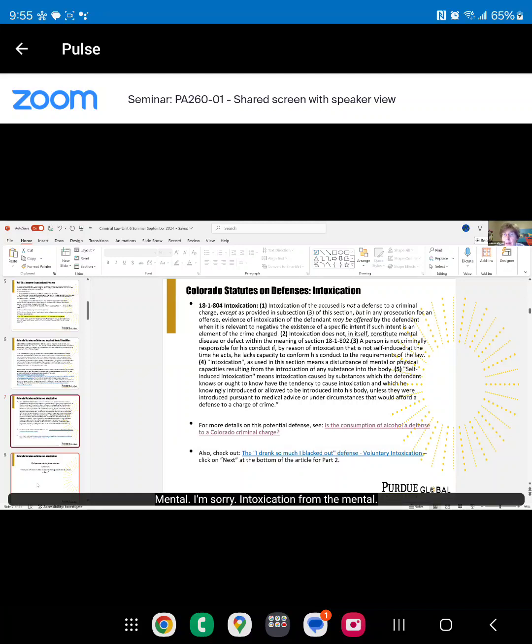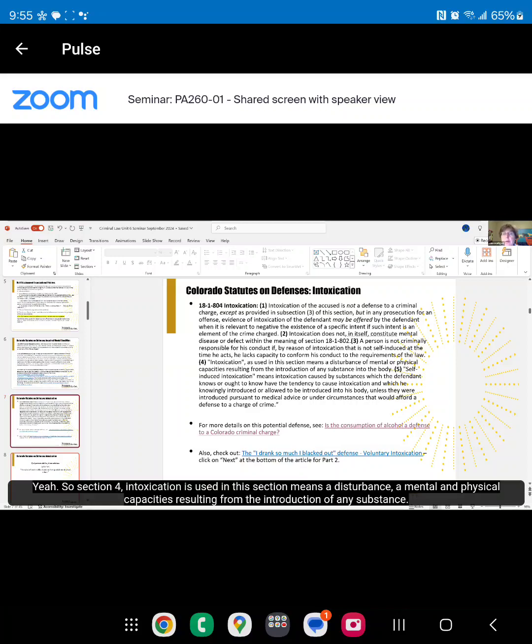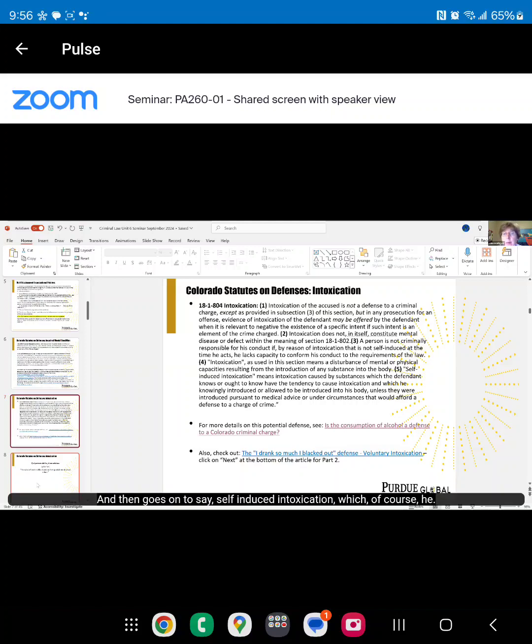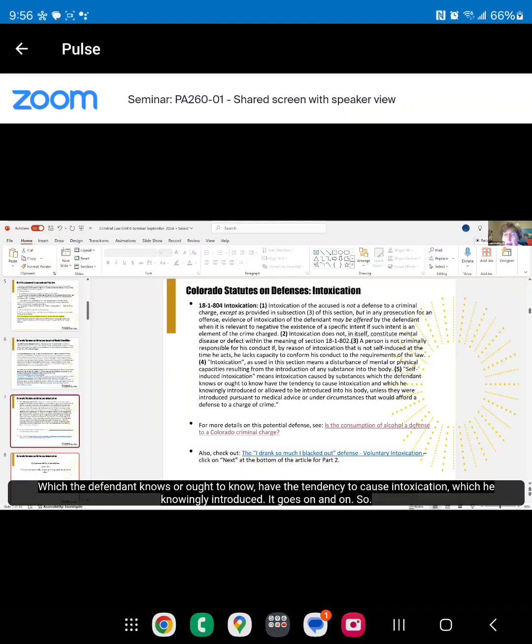intoxication from the mental health issues that he has too, because as it says down here, let's see, section 4, intoxication as used in this section means a disturbance of mental and physical capacities resulting from the introduction of any substance. And then it goes on to say self-induced intoxication, which of course he engaged in, means intoxication caused by substances which the defendant knows or ought to know have the tendency to cause intoxication, which he knowingly introduced. It goes on and on.